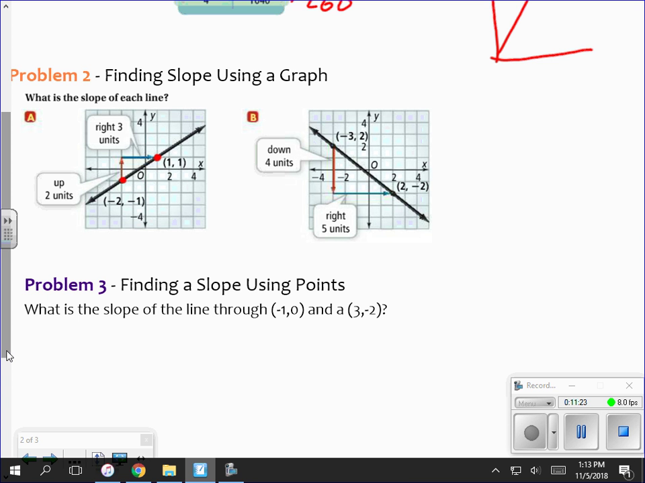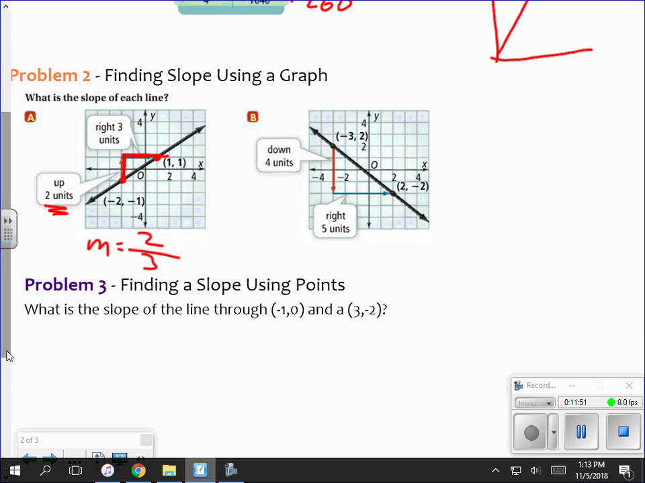That's what you want to do. You don't need the coordinate points, but you need to connect those 2 points by drawing a triangle. How much you go up, how much you go over. I go up 2 units, and then I go to the right 3 units. So my slope, how much do I go up? I go up 2. How much do I go over? I go over 3. So my slope of that line is 2/3.